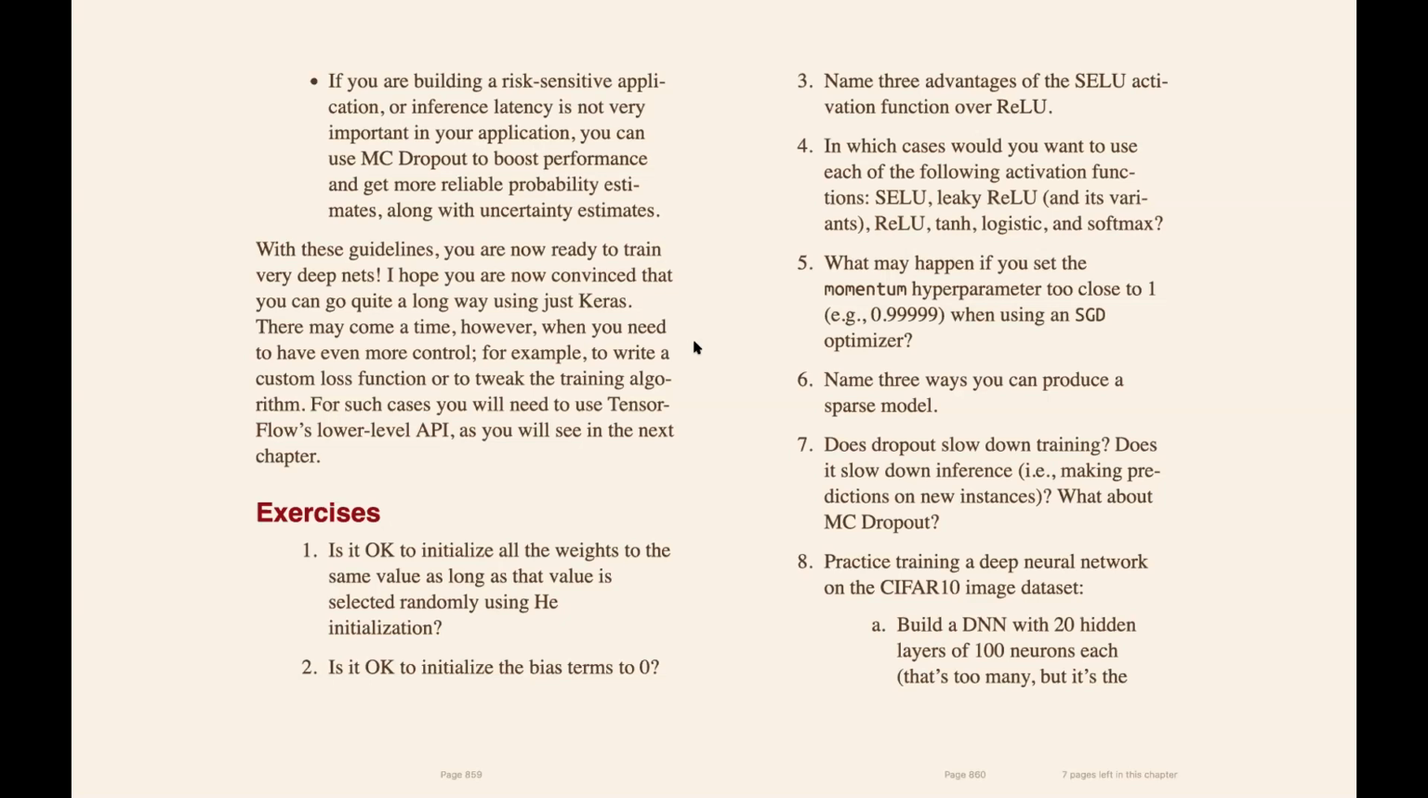All right, let's move on to the next one. In which cases would you want to use each of the following activation functions: SELU, leaky ReLU and its variants, ReLU, tanh, logistic, and softmax? So in terms of the architecture, I guess. So SELU, we just said if you have a sequential architecture, then we can use SELU. What about the rest? Any input?